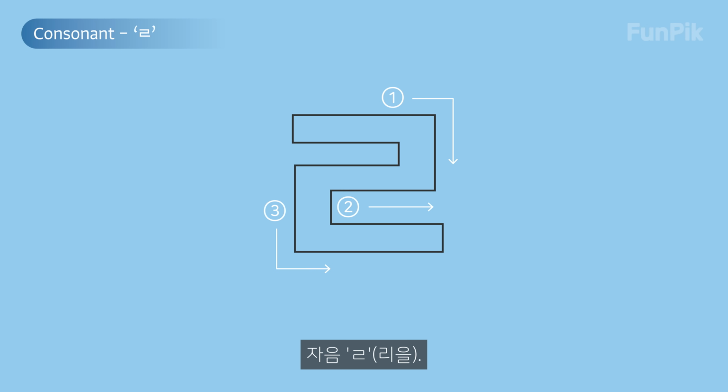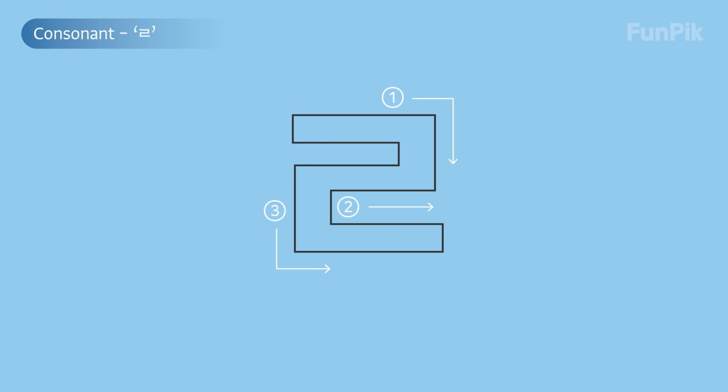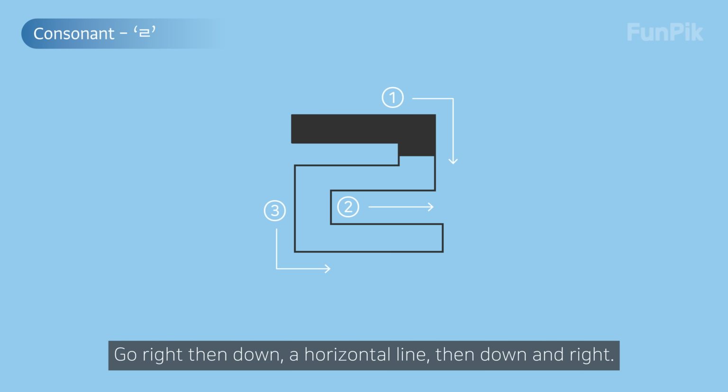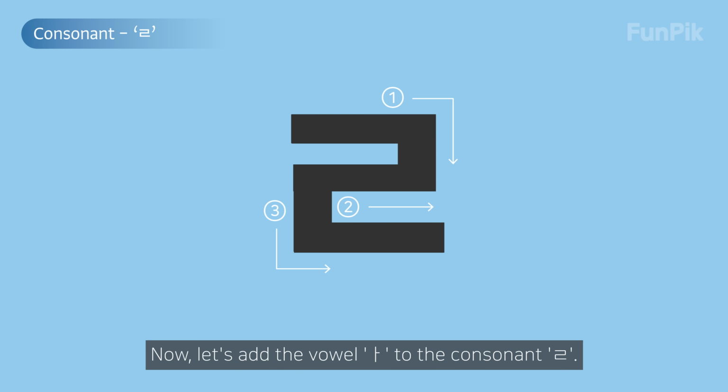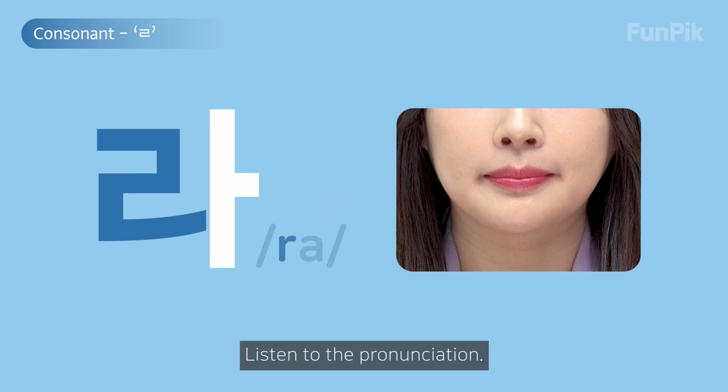자음 리을. Let's look at the consonant 리을. 리을 is written in 3 strokes. Go right then down, a horizontal line, then down and right. Now let's add the vowel 아 to the consonant 리을. 발음을 들어보세요. Listen to the pronunciation.